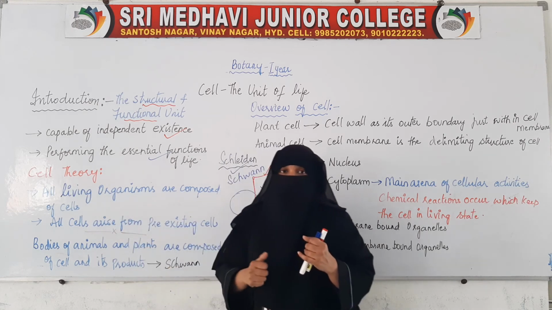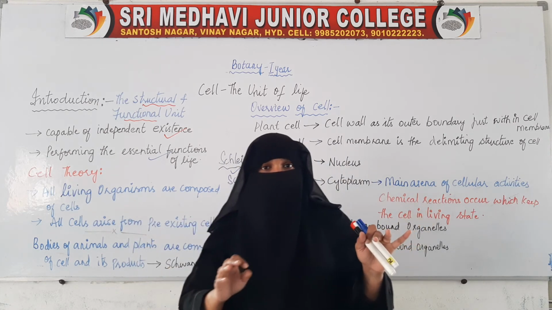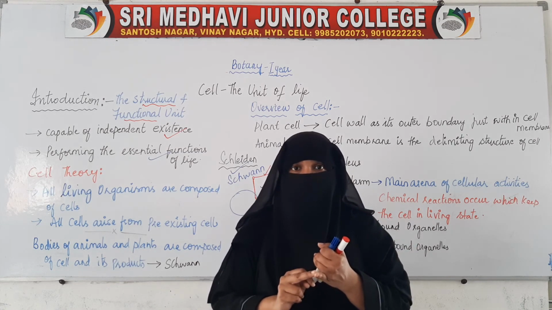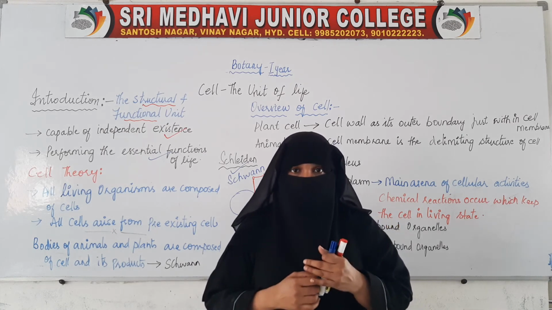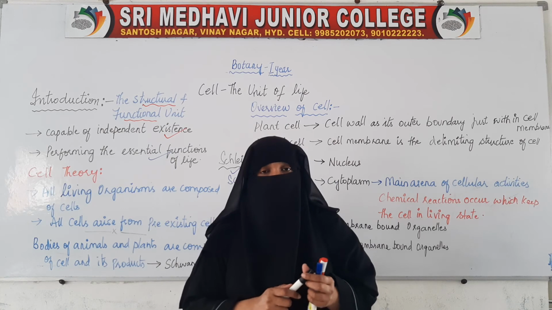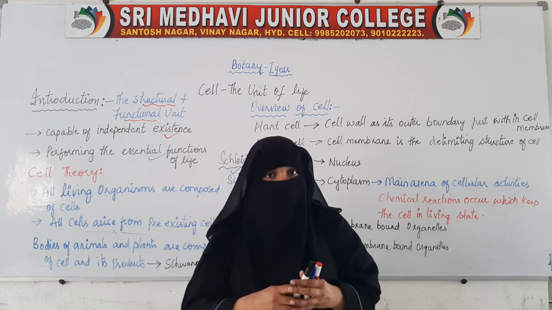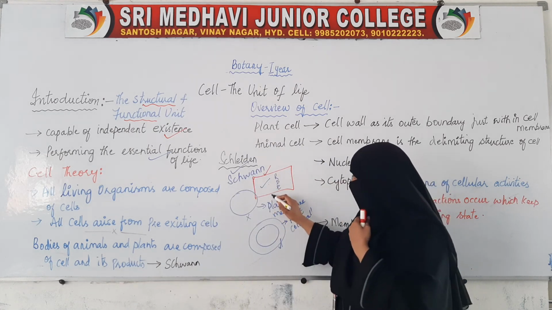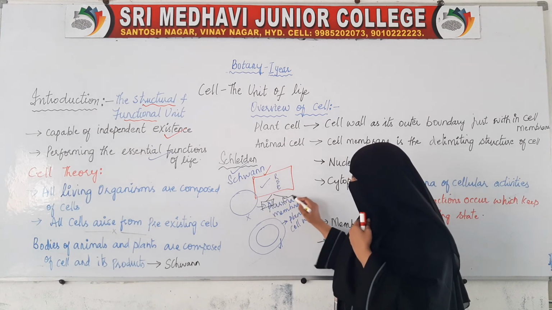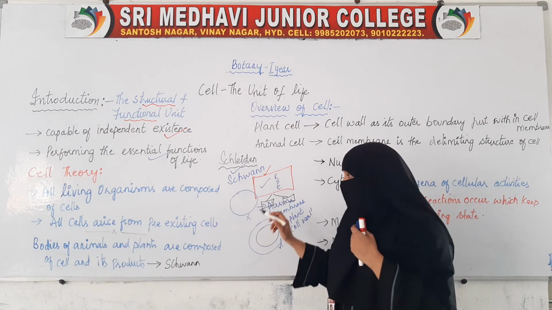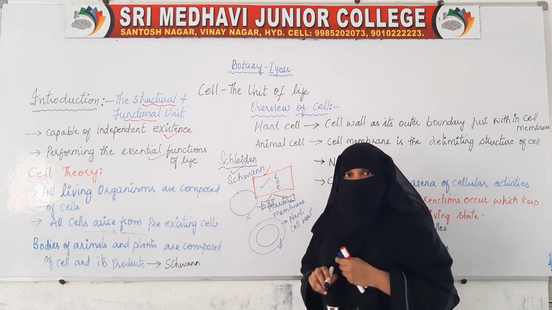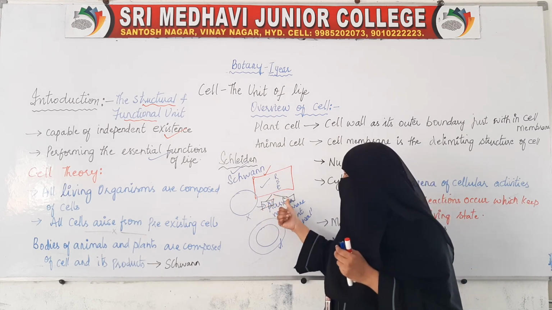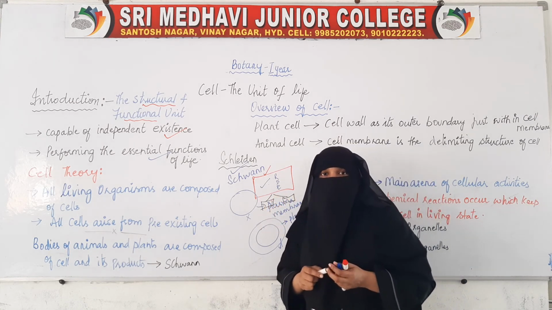But while these scientists were able to tell that all living organisms are made up of cells, they were unable to explain how new cells are formed. For example, if we see this prokaryotic cell, at the time of division it divides and produces two new cells. They were unable to tell how the new cells are produced.